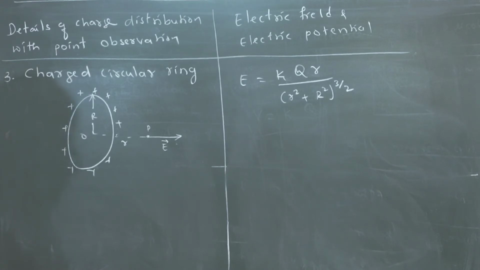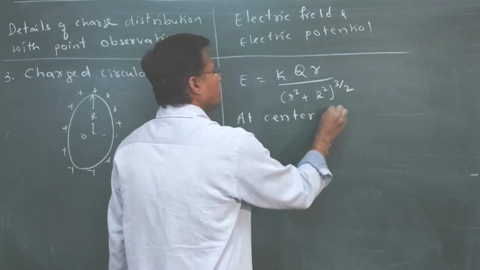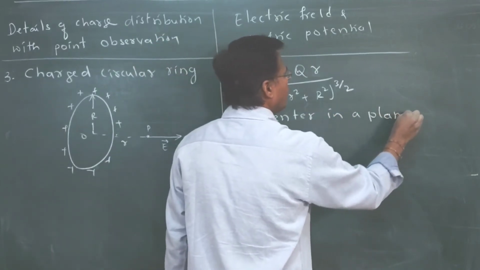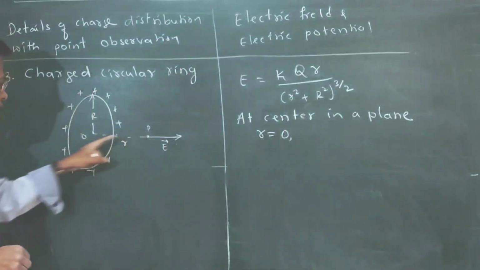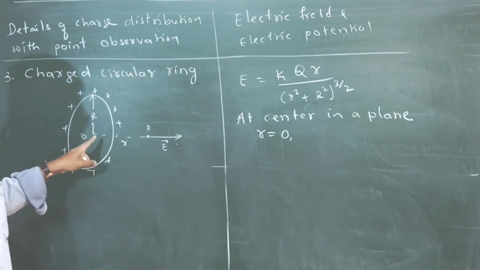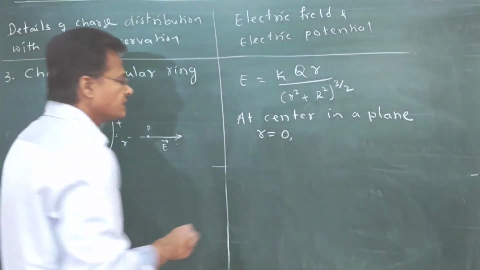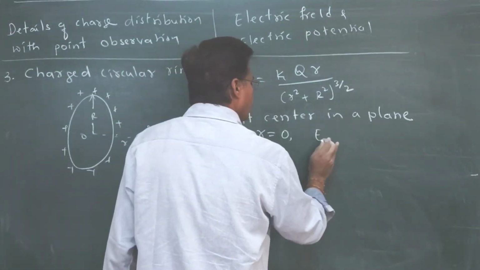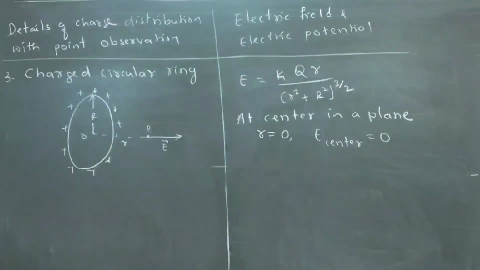Now next we are going to see the center in a plane. So at the center in a plane, what will be the electric field? That is small r equal to 0. If r equal to 0, then the electric field at this point is equal to 0. So E center equal to 0.